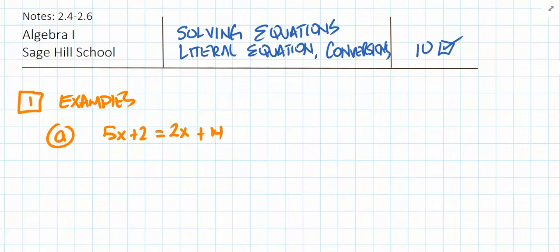Alright, so let's do 5x plus 2 as a 2x plus 14. This should be a review for us. Shouldn't be too bad. So I've got variables on both sides of my equation. So what should I do first? If I want to bring those variables to one side, what would I do?